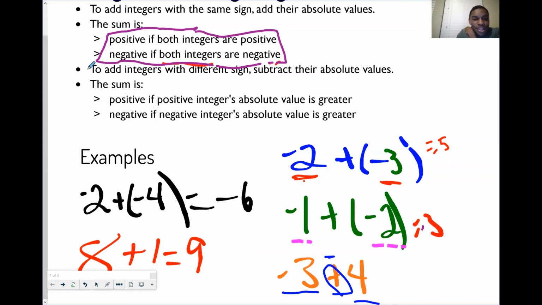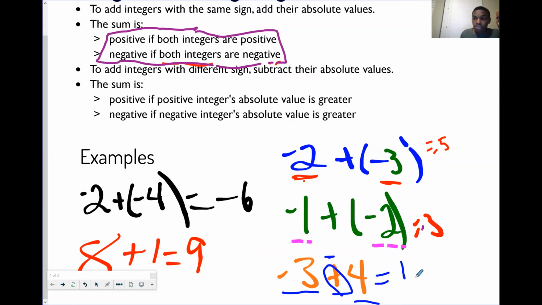Because according to this rule right here, to add integers with different signs, subtract their absolute values. The sum is positive if the positive integer's absolute value is greater, and negative if the negative integer's absolute value is greater. So what's the absolute value of 4? It's 4. Is it greater than -3 or less than -3? It's greater than. That's why I changed it to a minus sign. So -3 minus 4 is what?